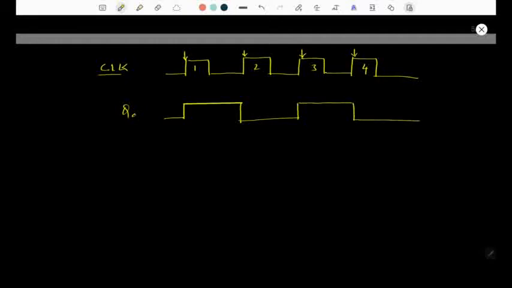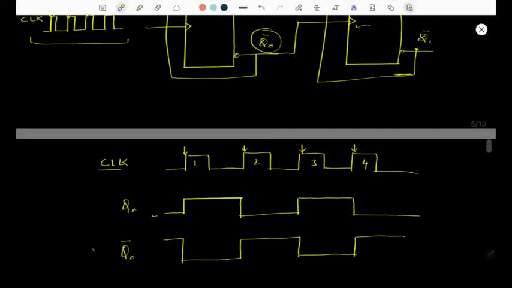Q naught bar should be just opposite to that. If Q naught was reset, Q naught bar will be set at that point, and it will change position at the next edge, moving like this. So this is what we get for Q naught, and this is Q naught bar.